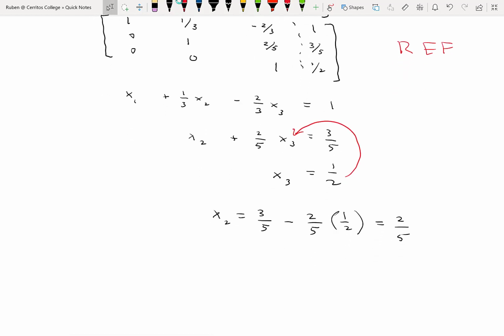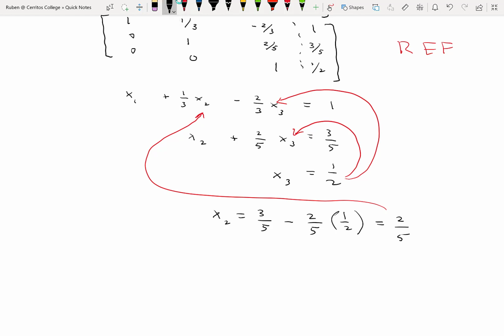And to get x1, we back substitute the value for x3 and the value for x2 that we found just a second ago back into the first equation. So we find that x1 is then 1 minus 1/3 of x2, but x2 was 2/5, plus 2/3 of x3, which was 1/2. And again, I did the arithmetic off camera, and that tells us that x1 is a weird number. It's 18 over 15.